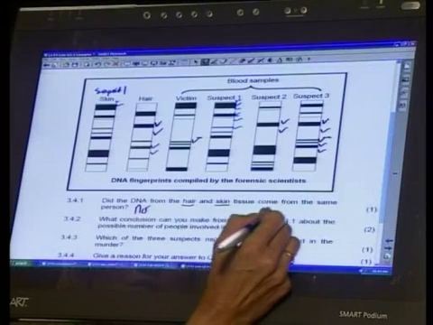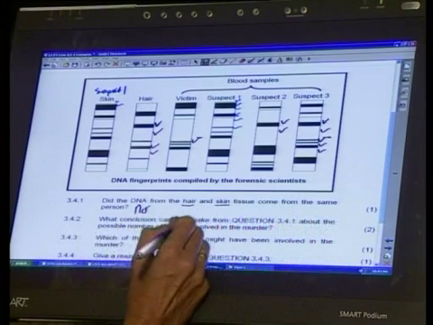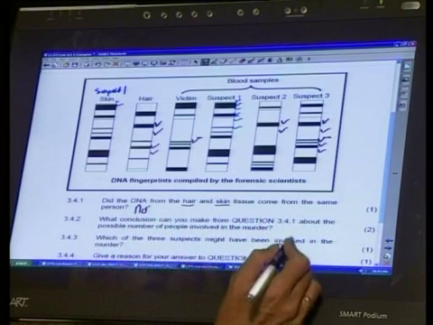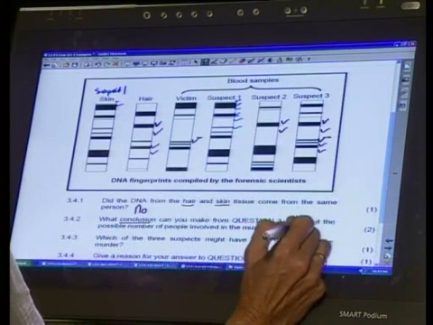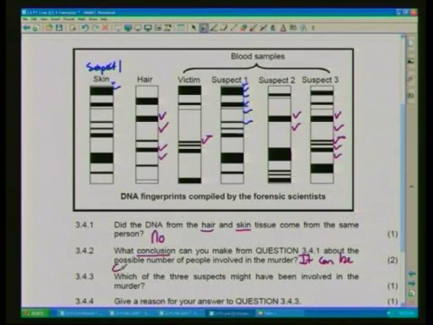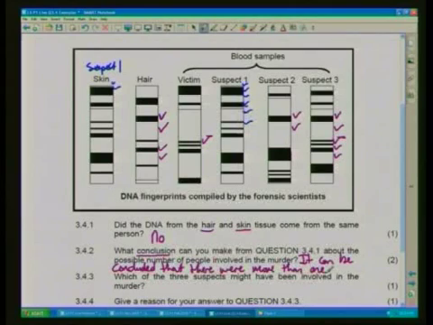What conclusion can you make from question 3.4.1 about the possible number of people involved in this murder? Well, they want to know the conclusion, you can say, it can be concluded that there was more than one person involved.